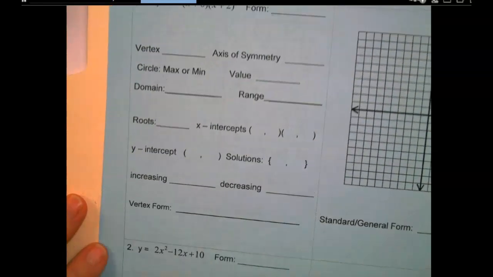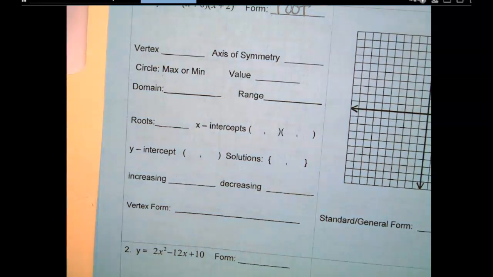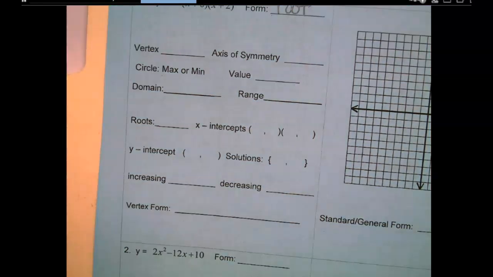On the next paper, number 1. What form is this? Root. Okay, I want you to start. Before I start talking, tell me where you're stuck. Where are you stuck? Y. The y. That's the second person that asked me about the y.